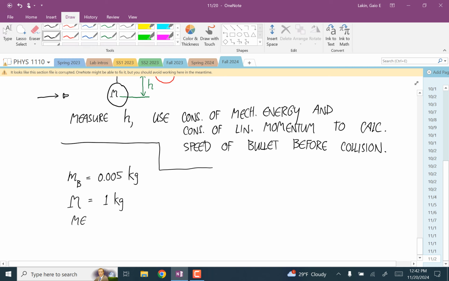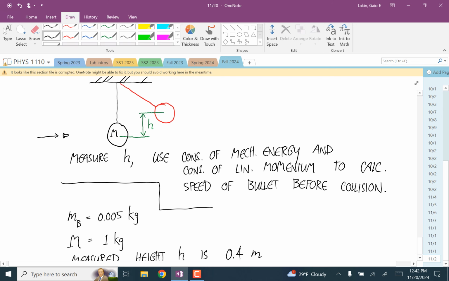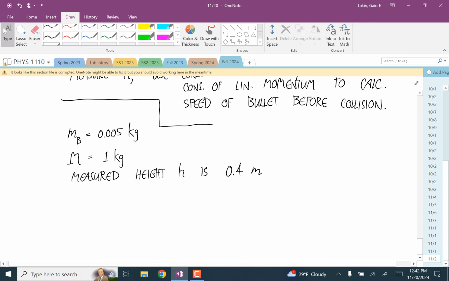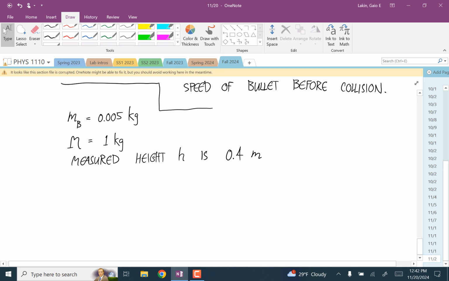And the measured height H that it all swings to is 0.4 meters. So that's the difference in the height that this mass gets to before it swings back down. And we want to calculate the speed of the bullet before the collision.